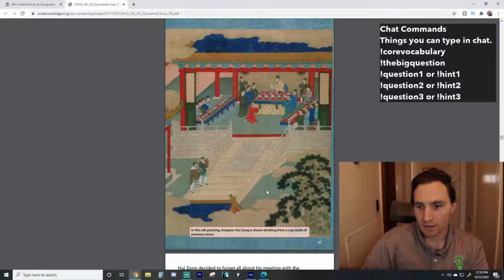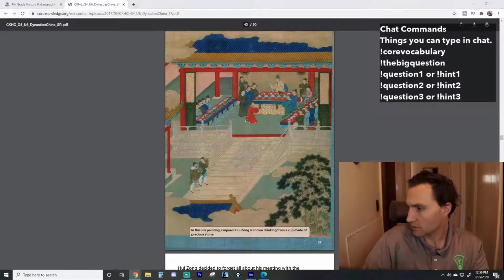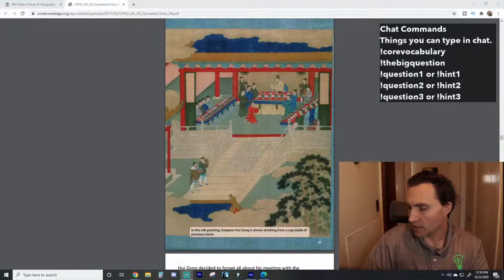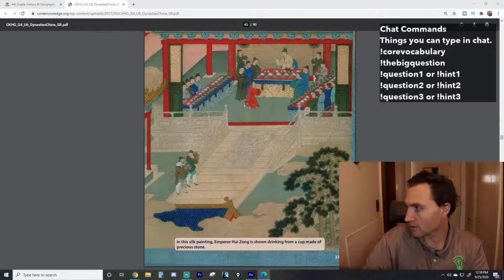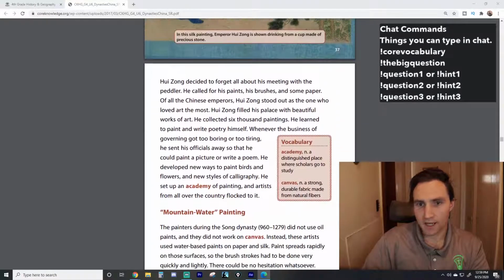All right, so let's look at this painting as we continue on. In this painting, this is a silk painting. Emperor Hui Zung is shown drinking from a cup made of a precious stone. So right back here in the back is Hui Zung. And I think I can make this slightly bigger. There we go. All right.